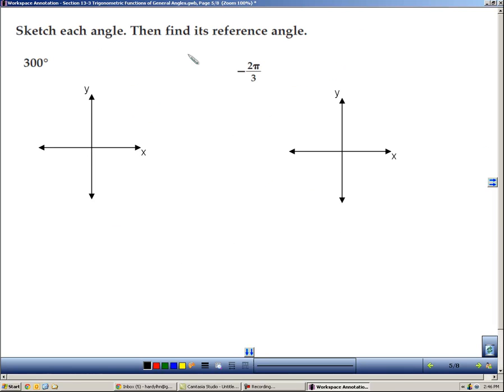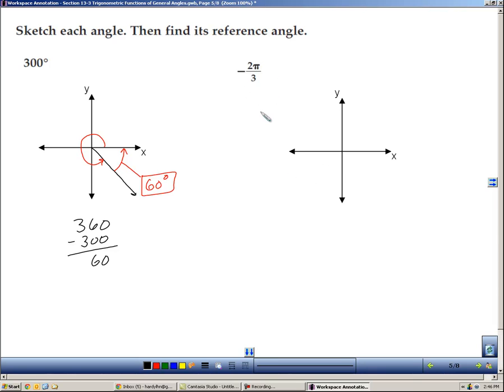So here we're going to sketch the angles and then find the reference angles. Here this is a 300-degree angle, so that's going to get us somewhere over to here for our terminal side. And that loops around this far. I know the whole way around one time is 360. So I could do 360 minus 300. I know you can tell that that's 60 degrees. So that means that this reference angle here is 60 degrees. That's the small angle between the terminal side and the x-axis.